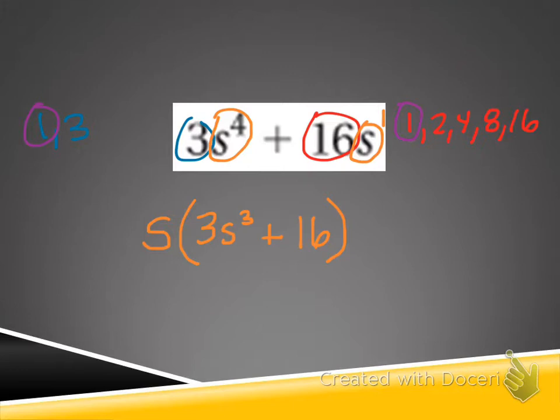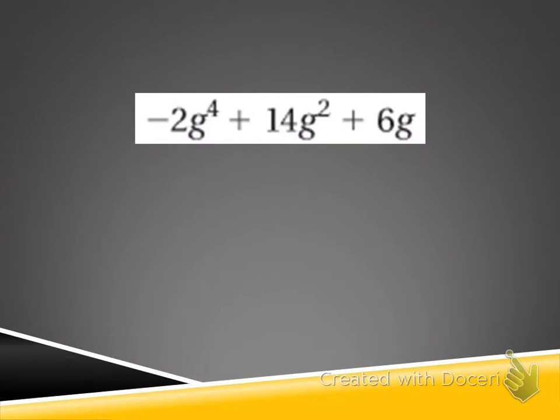All right, and let's take a look at our last example. Not only does this work with binomials, but we can do it with trinomials. Okay, so when we work with trinomials, what we do is, again, we circle all of our coefficients that need factors. Negative 2 has 1 and 2. 14 has 1, 2, 7, and 14. And 6 has 1, 2, 3, and 6. Looking at all of my lists, 2 seems to be the common factor.